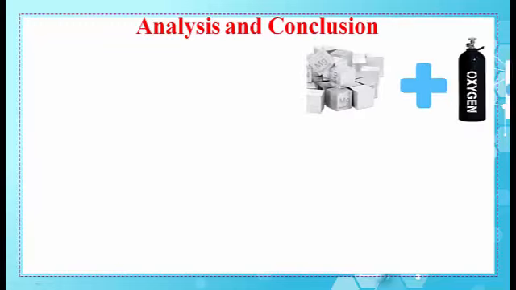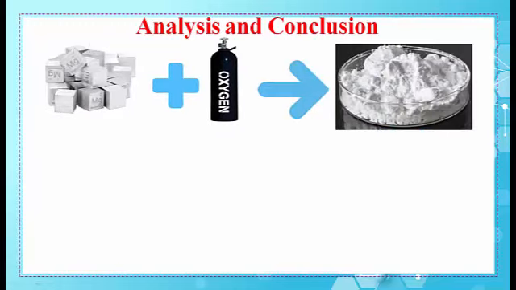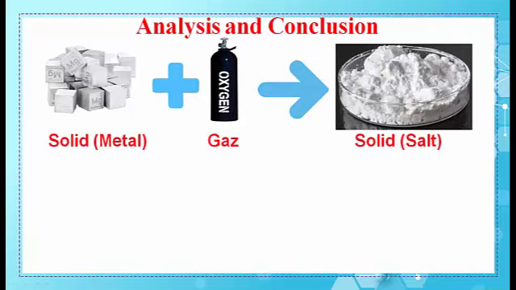It's important to note that the combustion reaction of any species is its reaction with oxygen. So since this reaction is combustion of magnesium, then it is the reaction between magnesium and oxygen to give a salt. Here, magnesium is a metal in the solid state, while oxygen is in the gaseous state to give a salt, which is magnesium oxide.